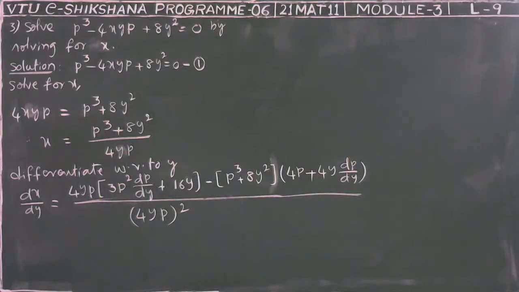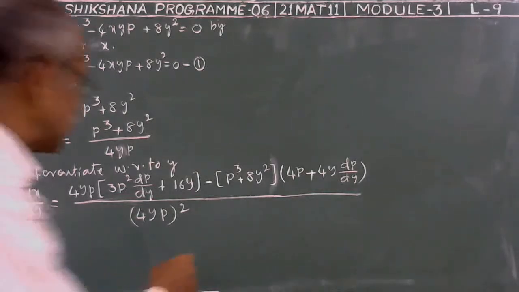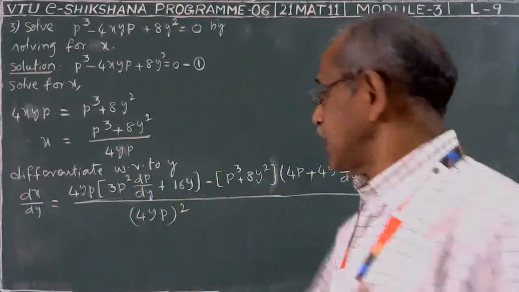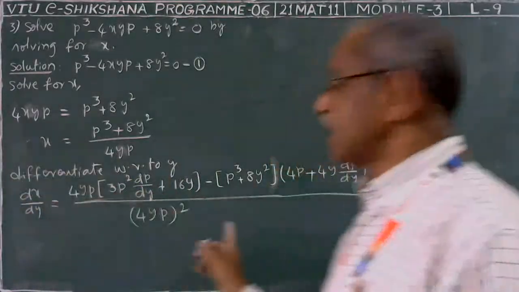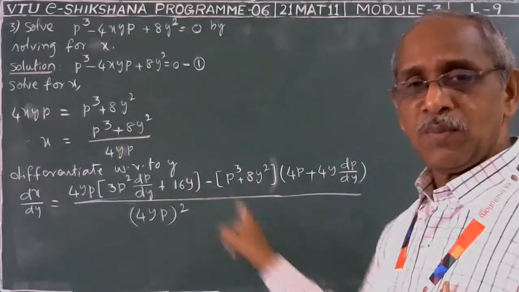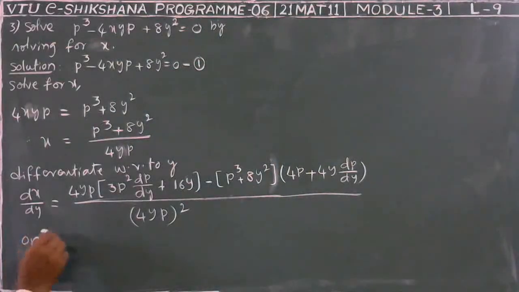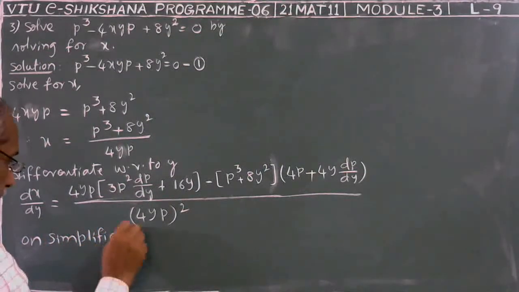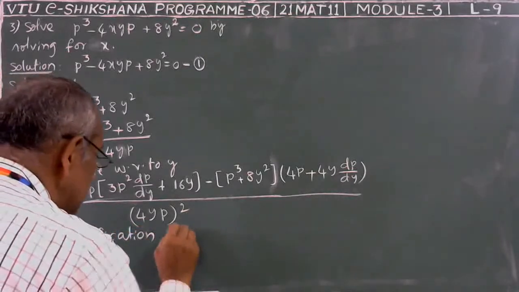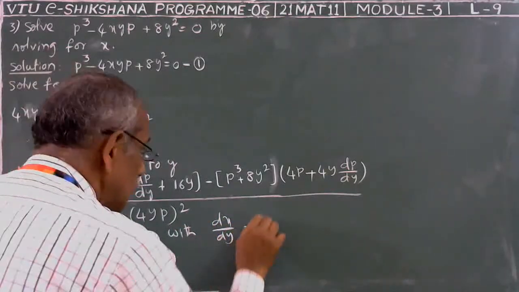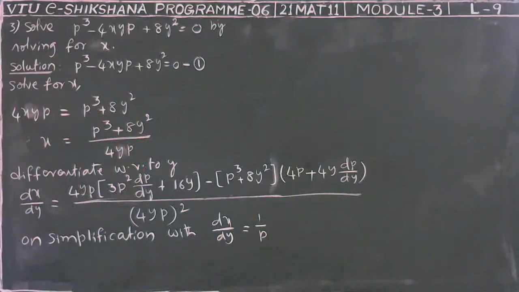Now if you simplify, this will reduce on simplification. I will skip the simplification, which is very simple. You just multiply, write this as 1 by p, take this to the left hand side, like in the first problem. If you repeat all the simplifications for this expression, then on simplification we get dx by dy is equal to 1 divided by p.